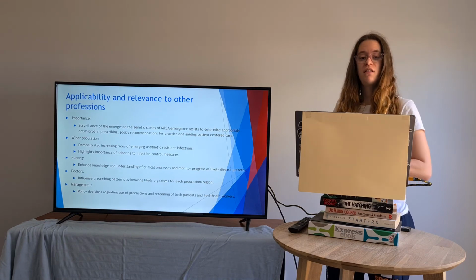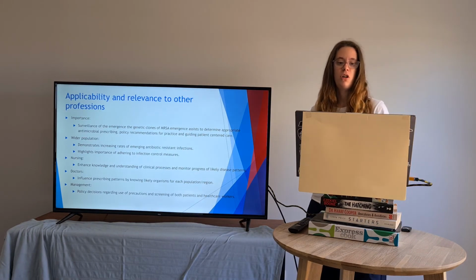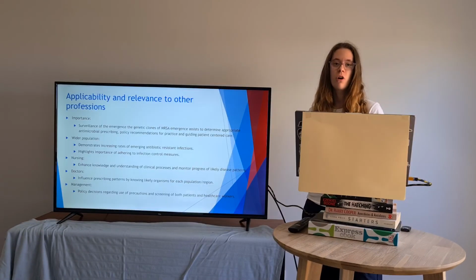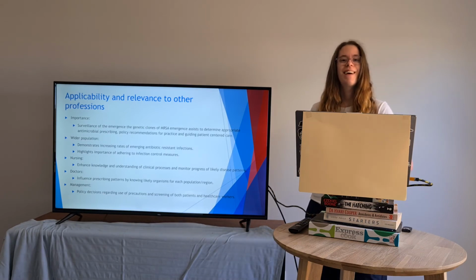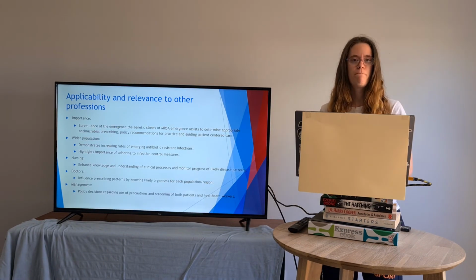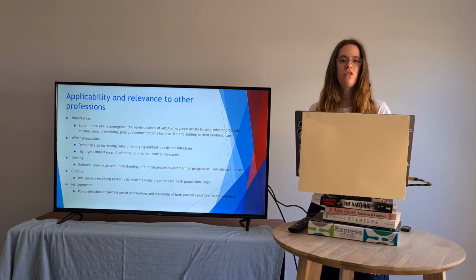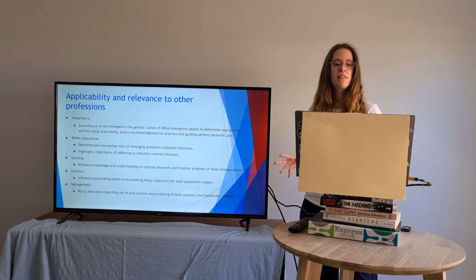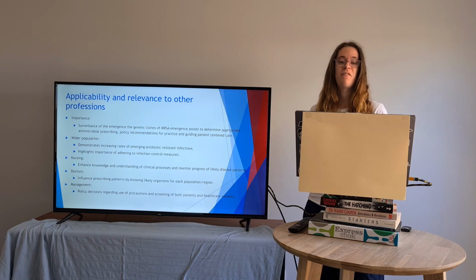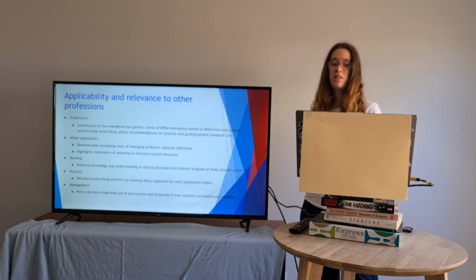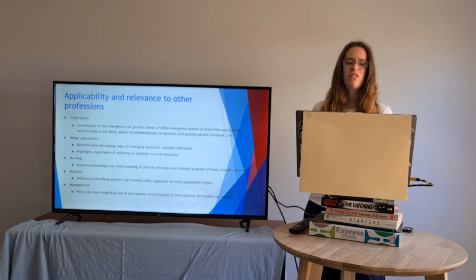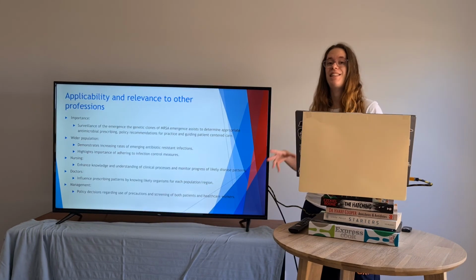Overall, the surveillance and emergence of genetic clones of MRSA assists us to determine the appropriate antimicrobial prescribing, policy recommendations for practice, and is useful for guiding patient-centred care. In applying to the wider population, we can see that this demonstrates an increasing rate of emerging antibiotic resistant infections, which then again comes back to highlighting the importance of adhering to strict infection control measures. From a nursing perspective, this will help to enhance knowledge and understanding of the clinical processes to monitor progression of likely disease patterns.